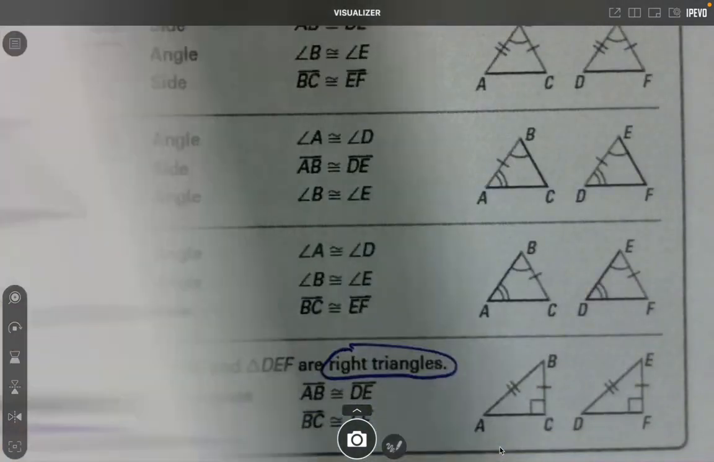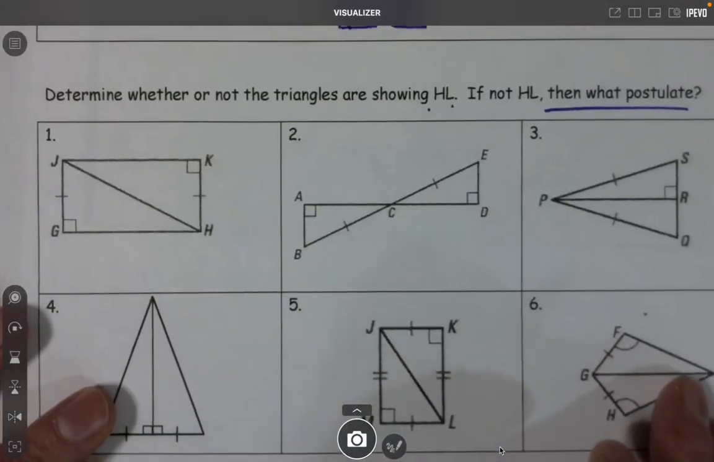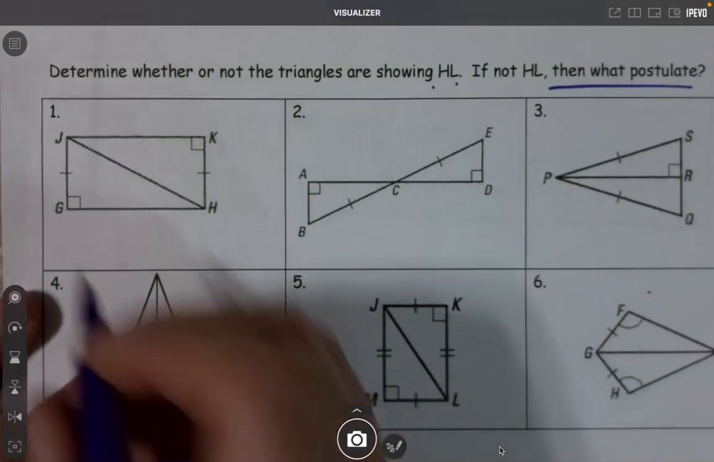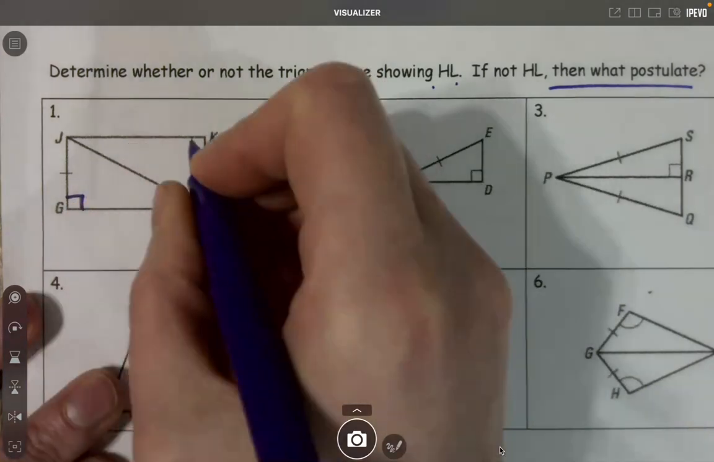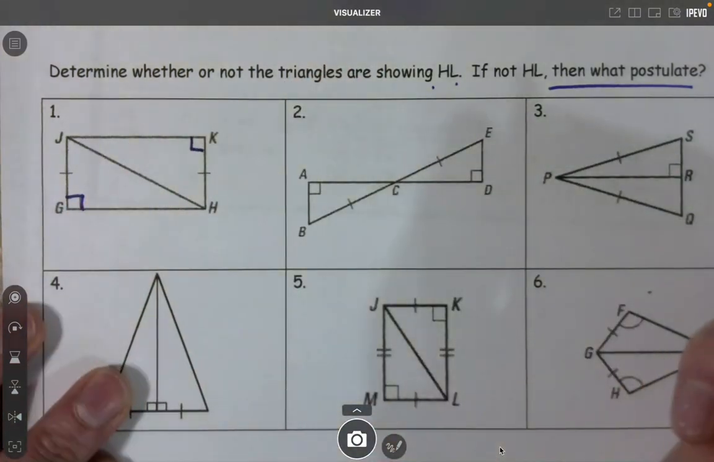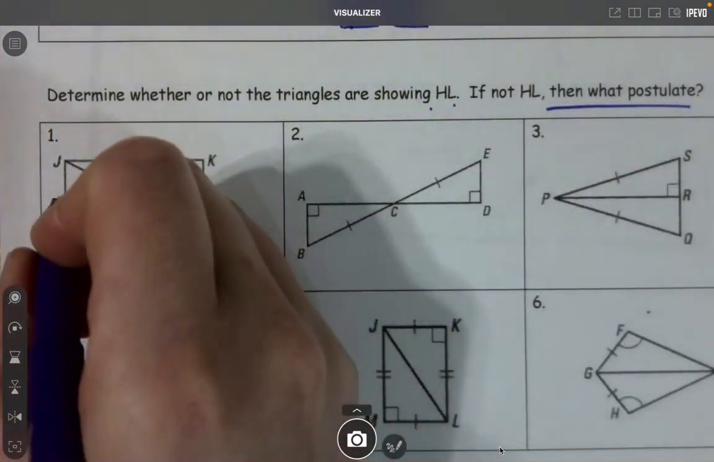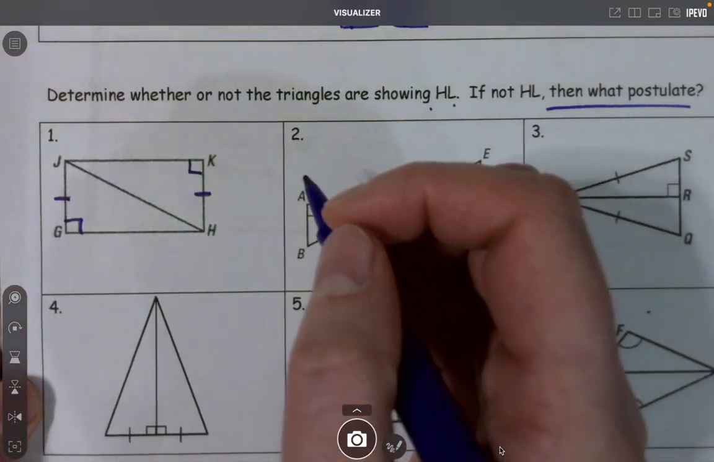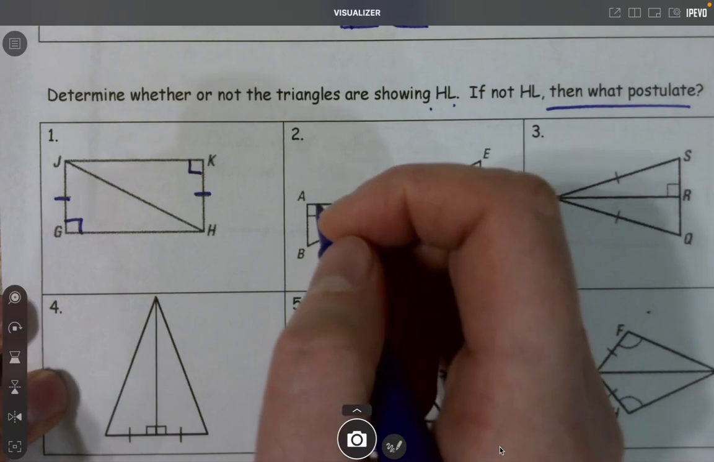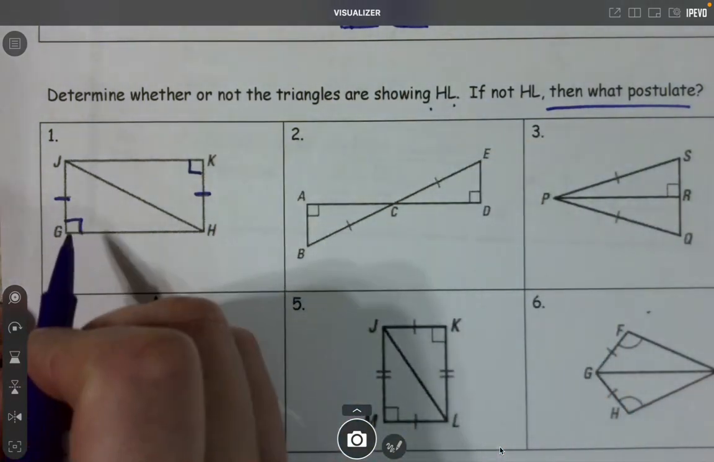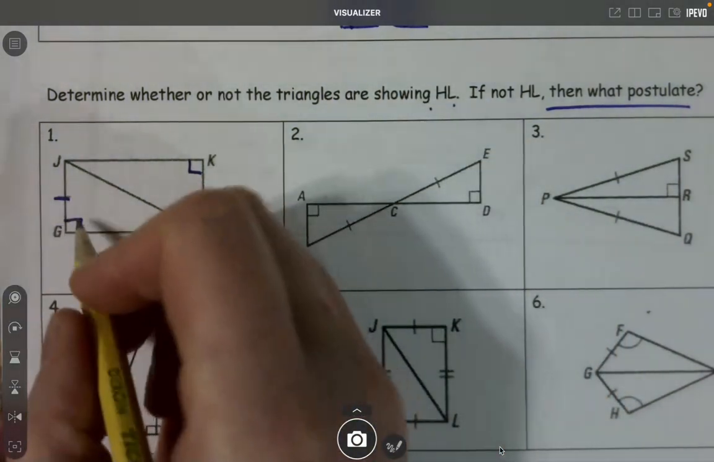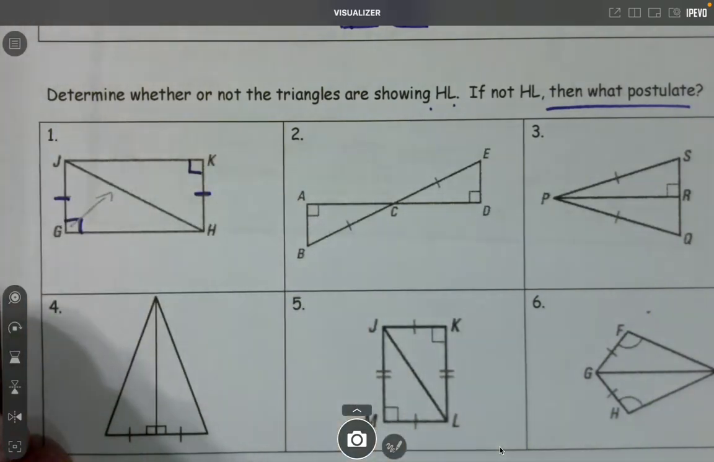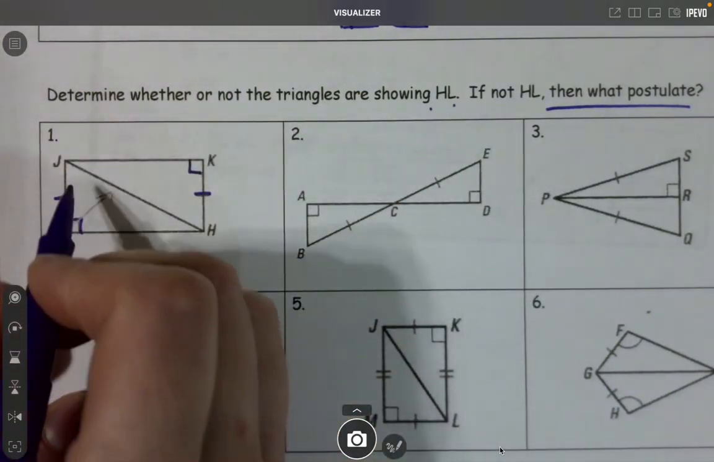So let's go ahead and check out markings on these. So it shows already that I have right angles. So I'm thinking, this could be hypotenuse leg. And we have one leg congruent. That's not the hypotenuse. But what do we know about the hypotenuse? Well, if I look at this, my hypotenuse, my side across from the right angle, is going to be this diagonal through the middle of the rectangle.